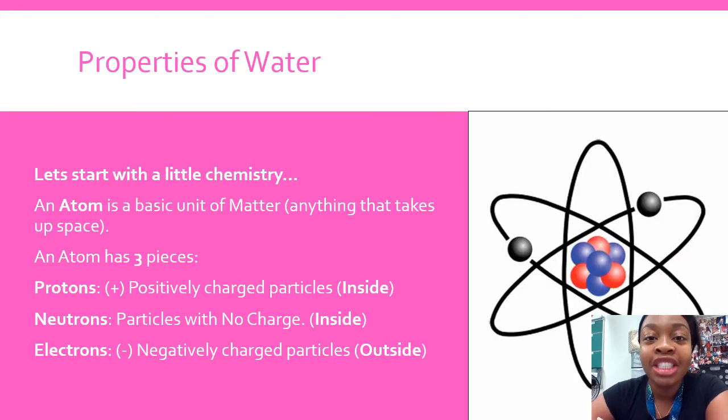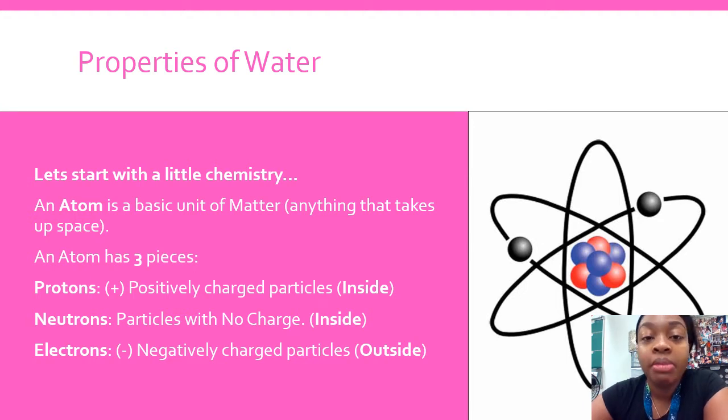All right, so just to start this whole off, we've got to start with a little bit of chemistry. You guys learned this stuff way back in elementary school about atoms. So in the picture here, there's an atom. An atom is a basic unit of matter. Matter is anything that's going to take up space. So literally everything in this room, myself, everything is made up of atoms. Thousands, millions of them, anything that takes up space.